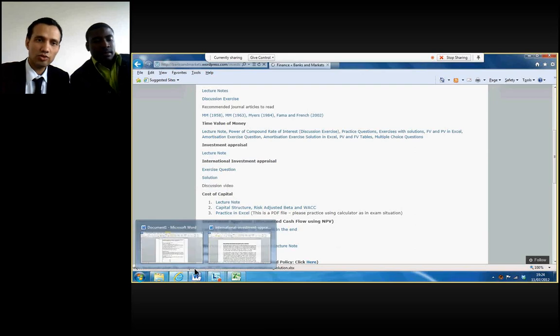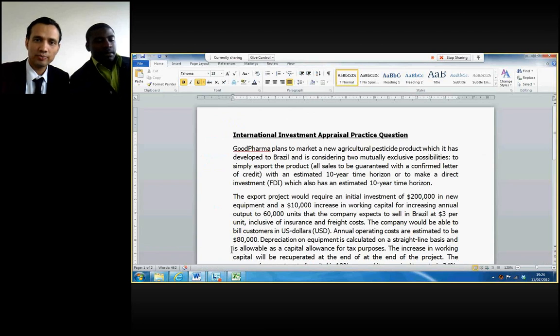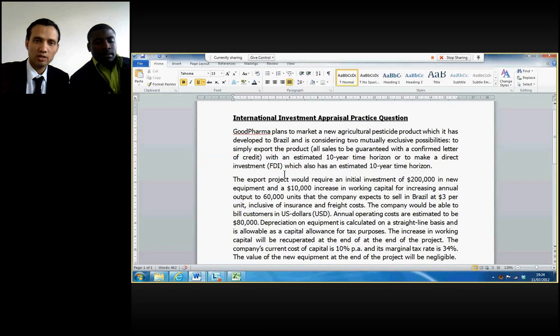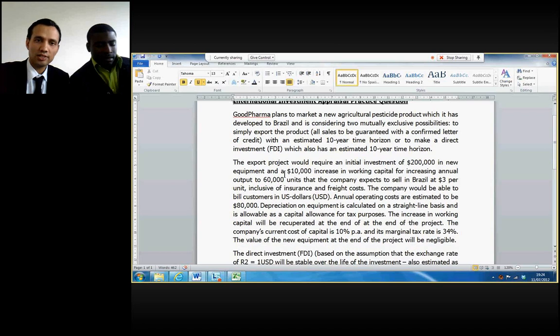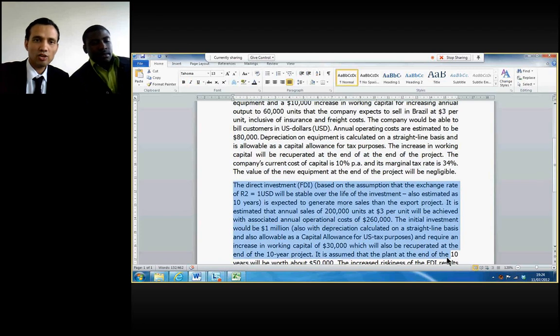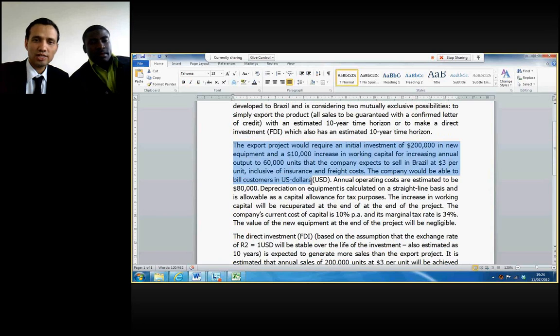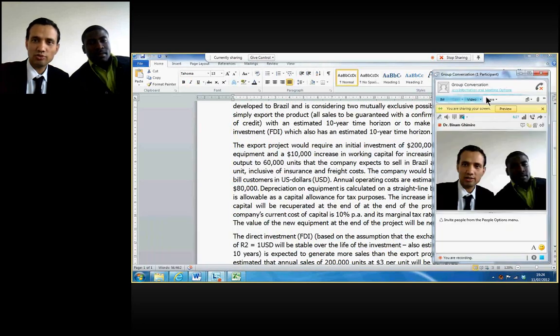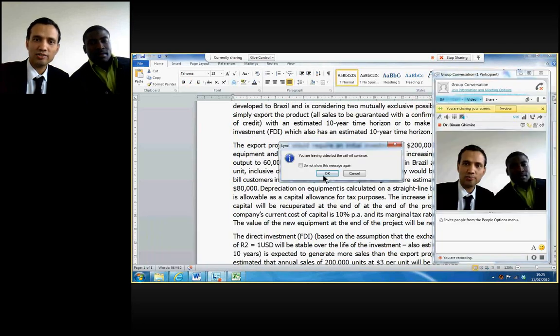So once you click this exercise question, you'll get this exercise question, which is basically an investment appraisal question for a mutually exclusive project. Option 1 is the export project, and option 2 is the foreign direct investment project. If you see option 1, this is similar to normal investment appraisal question.